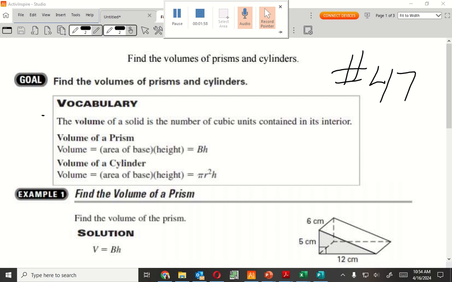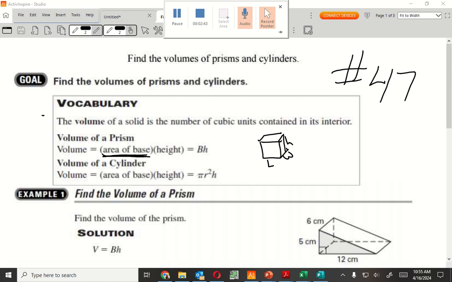Okay, volume of a solid is the number of cubic units contained in its interior. Volume of the prism: the volume is equal to the area of the base times the height. Area of the base times the height. Okay, that's important. So for any, let's say a cube, a three-dimensional shape would be a cube, which would look like this. The dimensions are length, width, and height. So this is the three-dimensional shape.